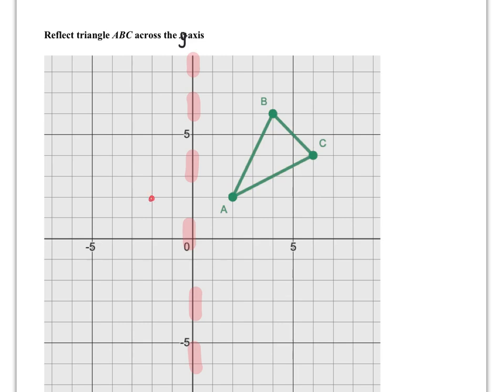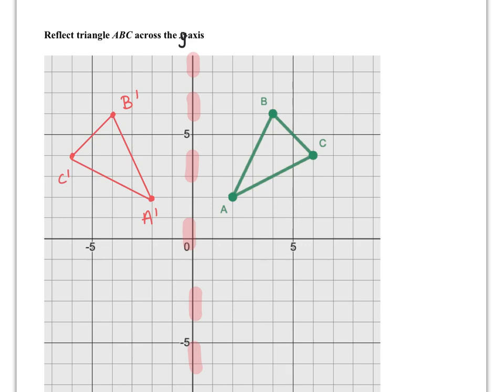I'll plot that, and I'm going to label it A prime to show that it's the reflected coordinate. For B, I would count 1, 2, 3, 4, and 1, 2, 3, 4, and I'm going to label that B prime. And for C prime, I'm going to count 1, 2, 3, 4, 5, 6, and 1, 2, 3, 4, 5, 6, and label that C prime. When I connect my ordered pairs, I want to be sure to connect with a straight edge so the shape looks good. Hopefully we can see how this red triangle, A prime, B prime, C prime, is a mirror image of this triangle here, ABC.